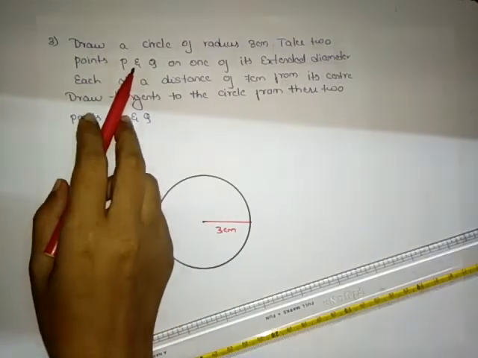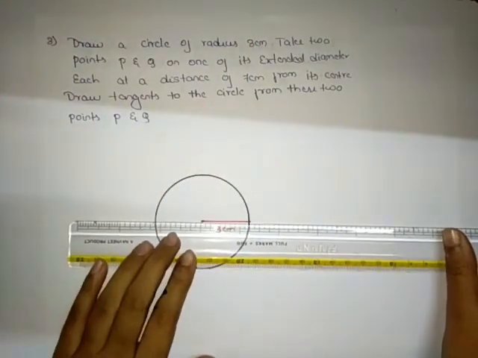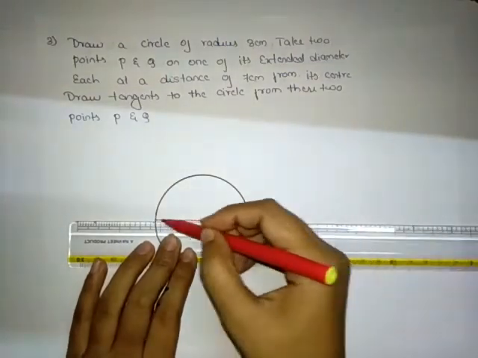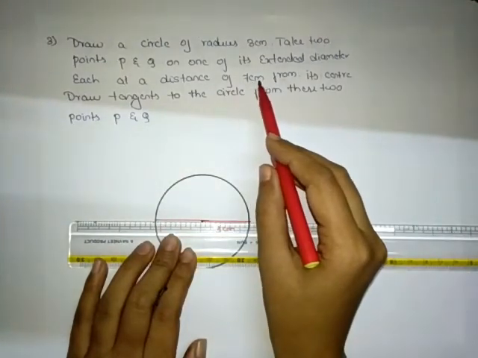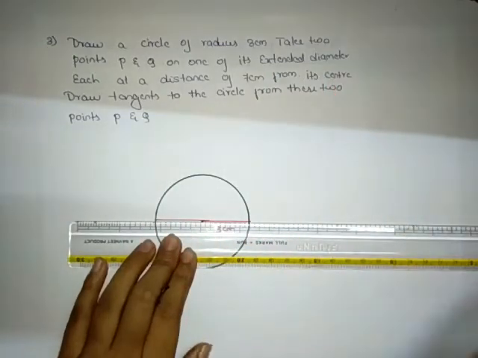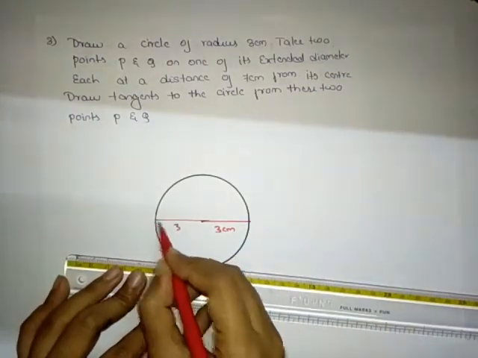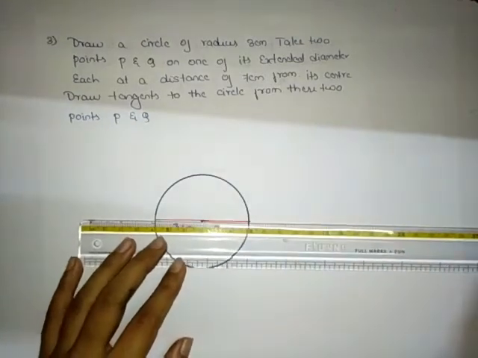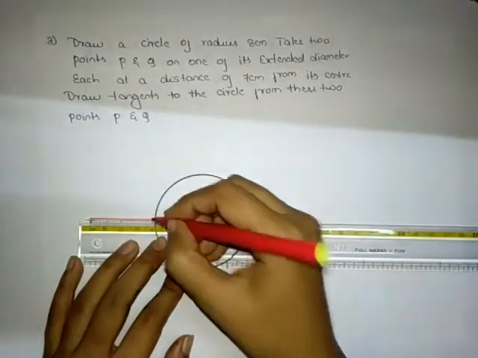Then we need to take the points P and Q on one of its extended diameter. Means we'll extend this diameter. This is the diameter. Now we need to extend this diameter to a distance of 7 cm from its center. Now already from here to here it is 3 cm, right? To make it 7 cm, again I am going to extend it for 4 cm. So totally it will now be 7 cm.